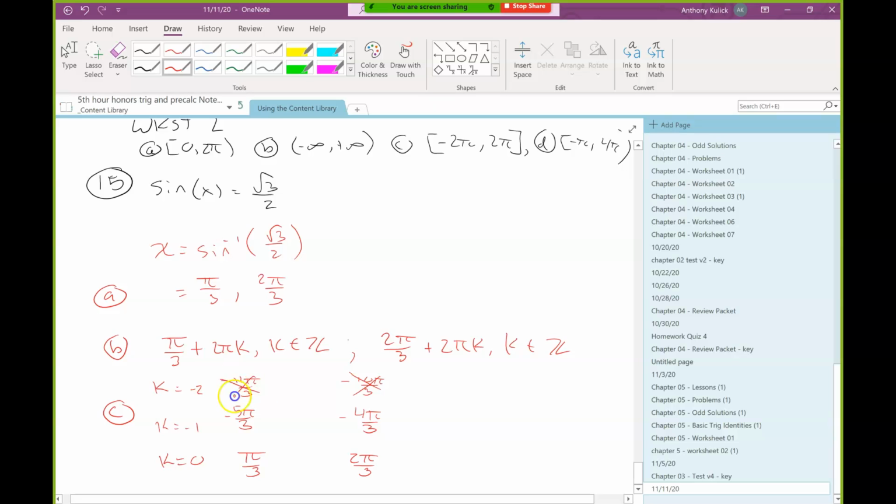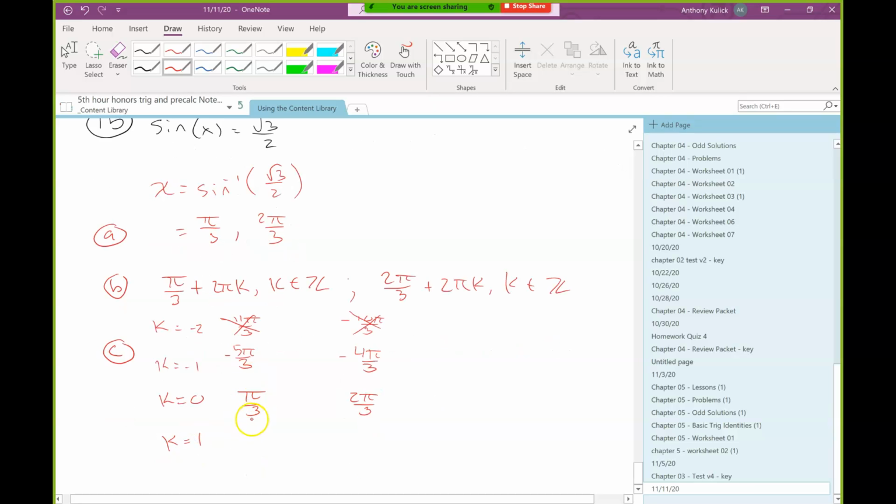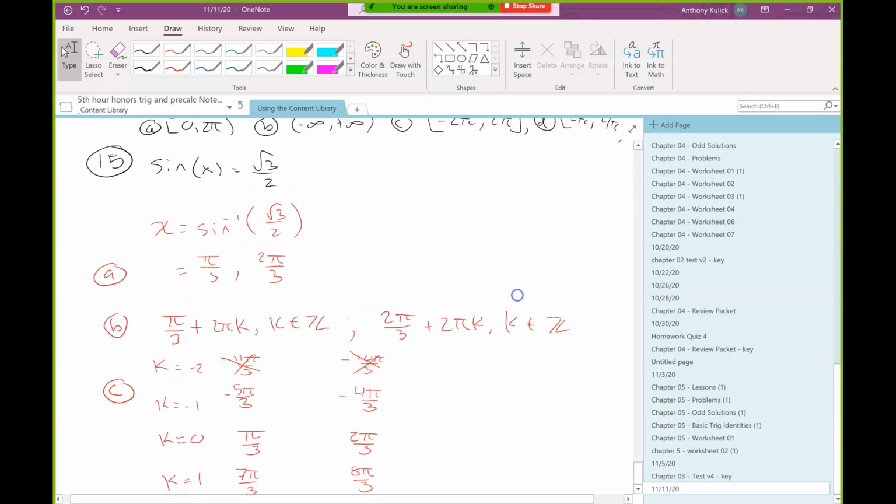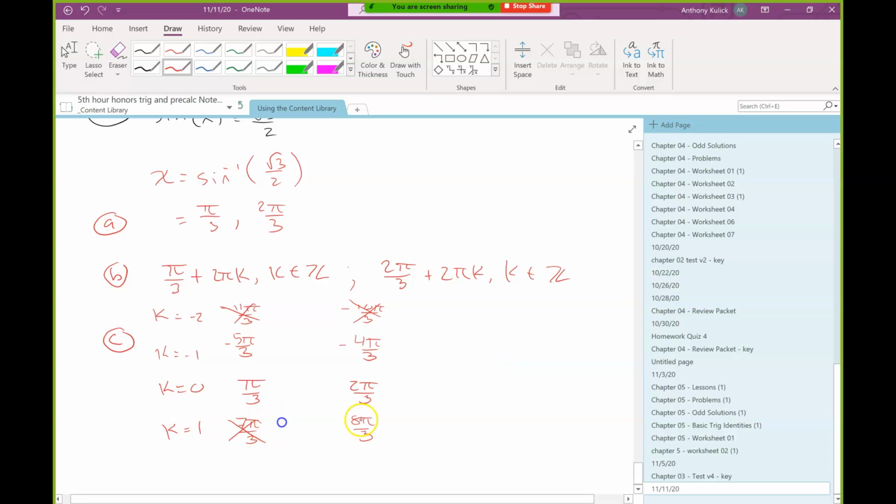So now I'll pick some values that are bigger to see if that works. So 2 pi plus pi over 3 becomes 7 pi over 3. And then this one becomes 8 pi over 3. And those are still smaller than, oh, no, those are too big, right? Those are bigger than 2 pi. So those are gone. So those are my 4 answers there. Everybody okay there?